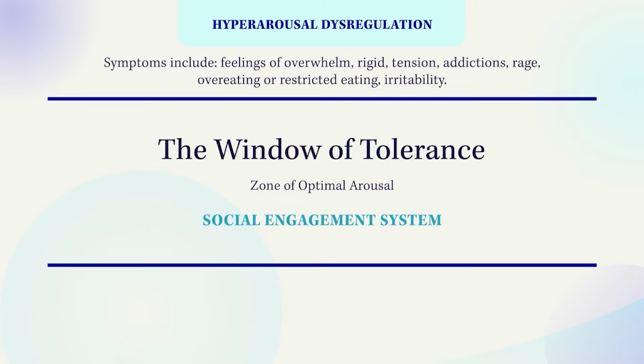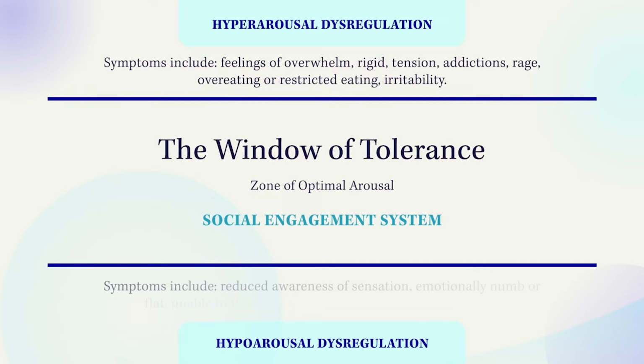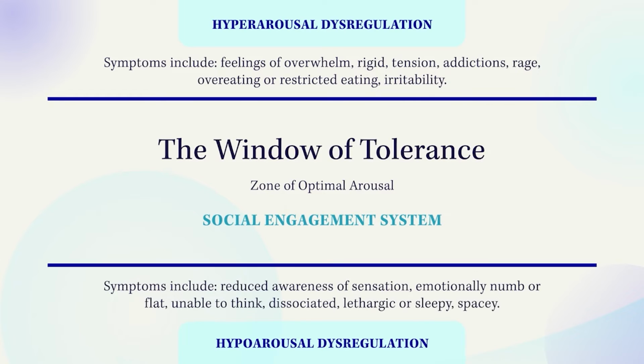Below the window of tolerance, we have hypoarousal. This is too low or below the level of arousal. This is also known as the shutdown or immobilization, or sometimes even feigned death. Here you have a reduced awareness of sensation. You might be emotionally numb or flat, unable to think, dissociated, or very, very lethargic and sleepy, spacey. So when we're above or below the window of tolerance, we're struggling.